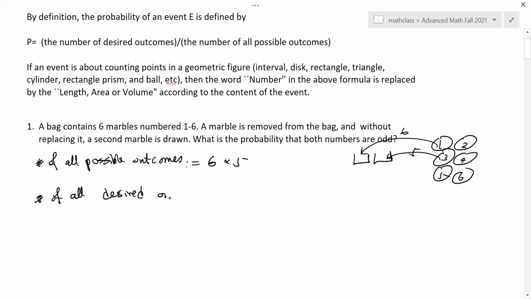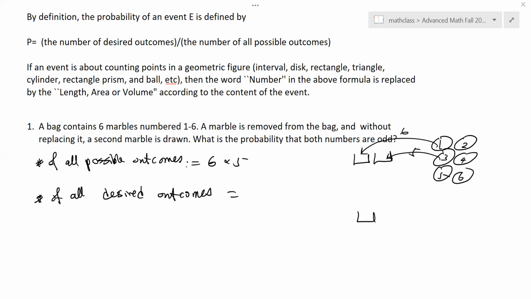Now, if you want to consider only other numbers, then you can only select... Oh, I don't know what's going on with my phone. Let me double check. It disappeared.